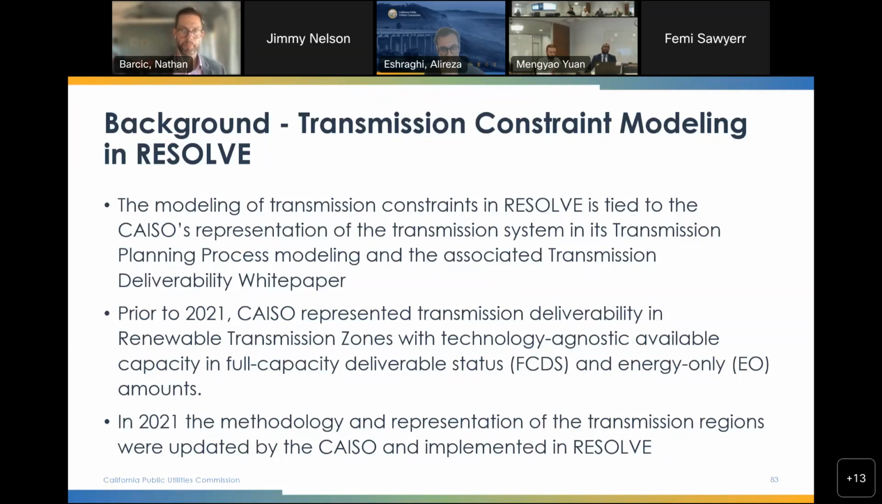And so prior to 2021, CAISO represented the deliverability information in that white paper using the renewable transmission zones, using largely technology agnostic information available for full capacity deliverable status resources, as well as energy only resources. Last year, CAISO updated this methodology and the representation of the transmission zones as well, and how resources get tied to their transmission utilization. They went into quite a bit of detail in the workshop they hosted for the transmission white paper, and we talked a bit about that in the PSP workshop.